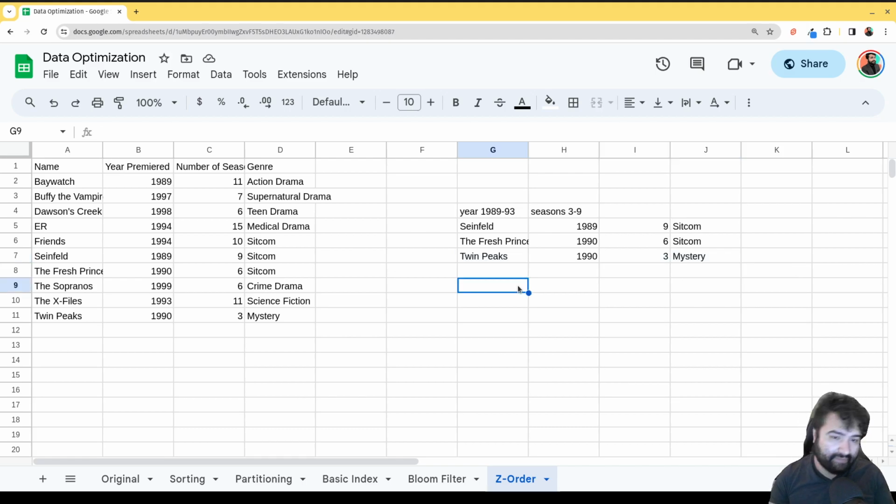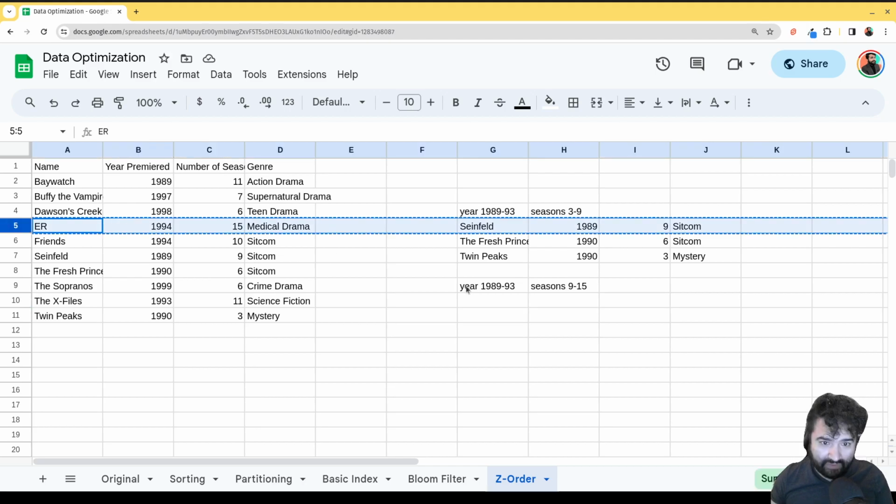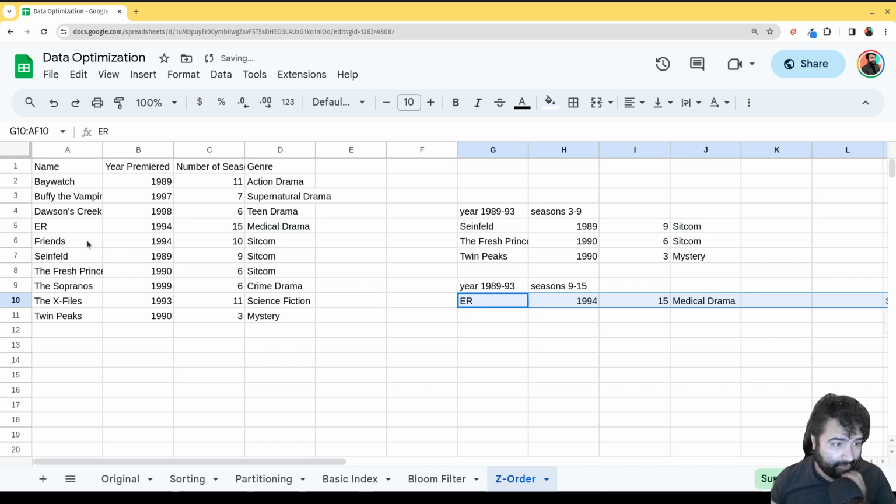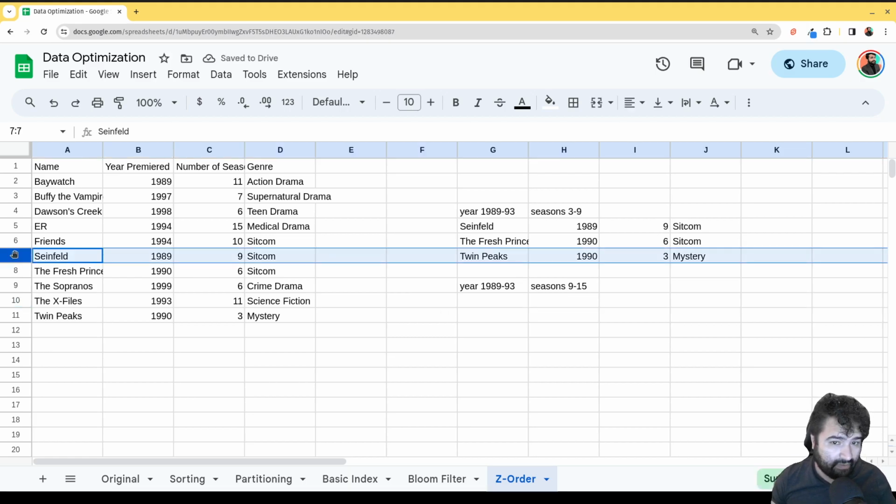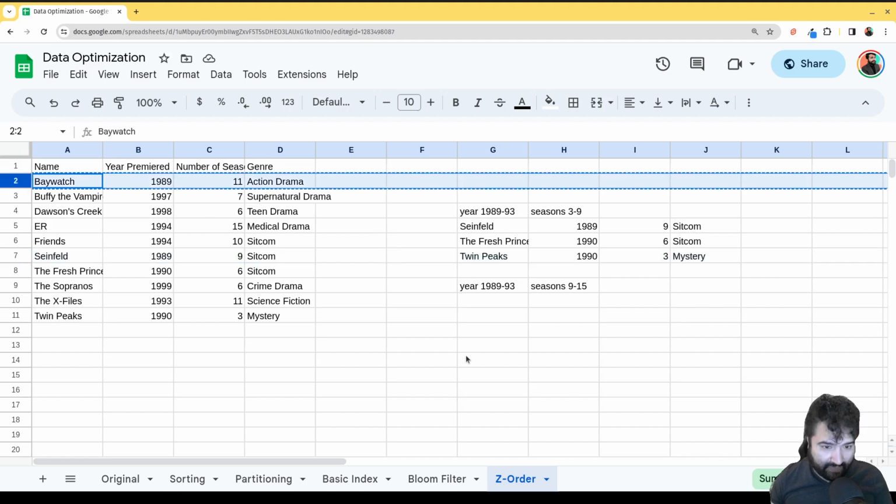Then we would do our next quadrant. We'll keep the years, but it would be seasons 9 through 15. Now we look for those other ones. ER was one of the ones that didn't fall into the other category, so that falls into here. 94, no, actually that doesn't fall into either. 89 had 9 seasons. 90, 6 seasons. So I think we don't have any. Oh, Baywatch. Baywatch is the only thing that falls into this category.